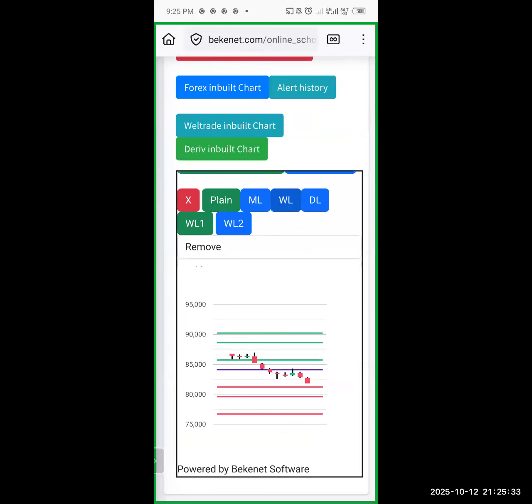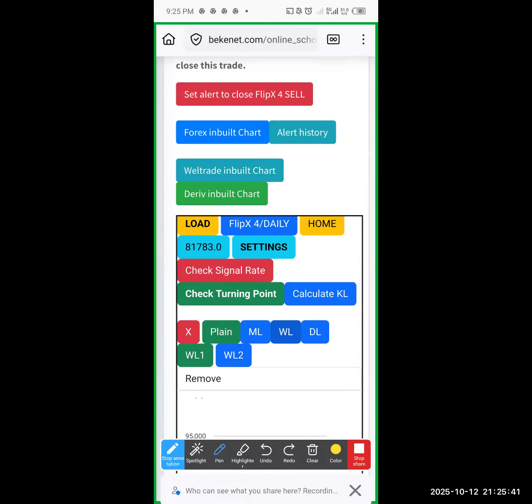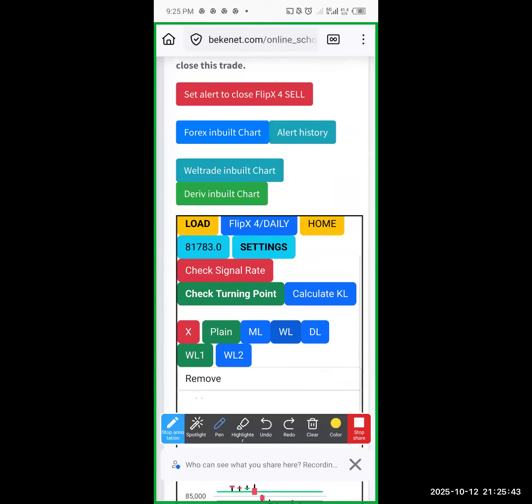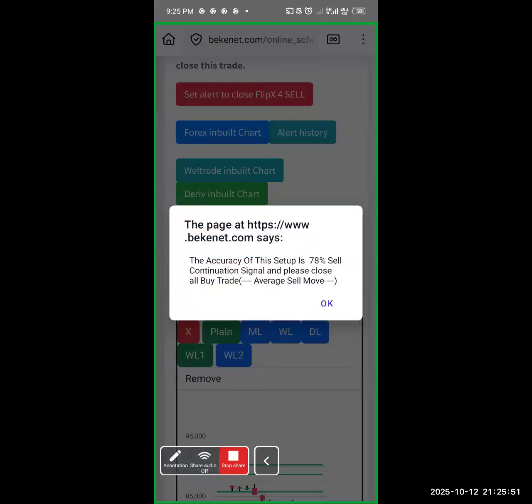The next thing you need to check, which is not compulsory, but gives you more confidence about the signal, is the signal rate. Sometimes once you see 93 plus, it's very strong. Sometimes you can see 70 something, but it gives you more confidence in what you're doing. All you need to do is click the signal rate. As you can see, it's telling me the accuracy of this setup is 77%.